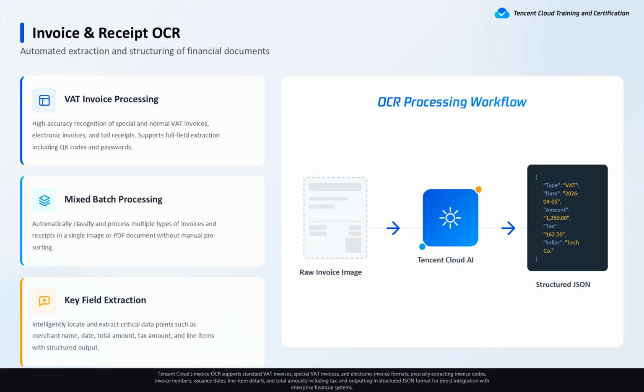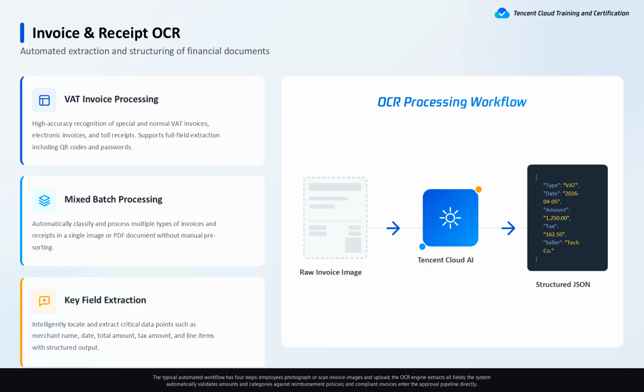with enterprise financial systems. The typical automated workflow has 4 steps. Employees photograph or scan invoice images and upload. The OCR engine extracts all fields. The system automatically validates amounts and categories against reimbursement policies, and compliant invoices enter the approval pipeline directly. This automated chain reduces invoice processing time from minutes to seconds while dramatically lowering error rates, delivering substantial annual labor cost savings for high-volume organizations.